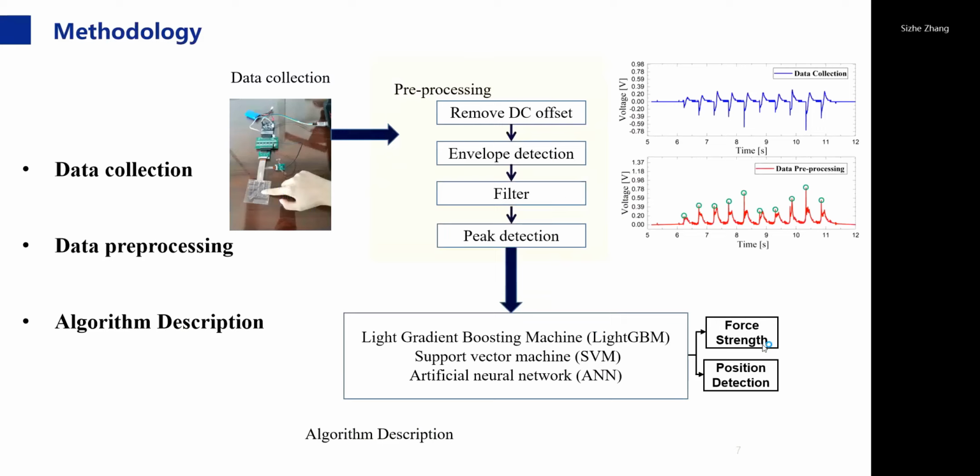The pre-processing of data is conducted in MATLAB, and the specific steps are as follows. First, the DC offset is removed by subtracting the mean voltage of each channel. Second, envelope detection is conducted by the Hilbert transform method. Third, a notch filter is designed to eliminate power frequency interference of 50 Hz. Finally, the MATLAB function findpeaks was used to detect the peaks.